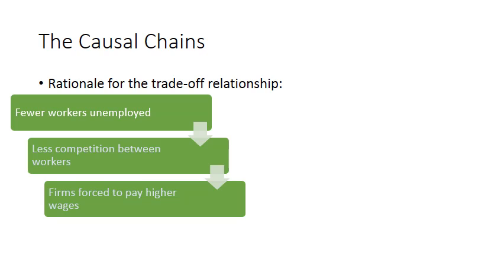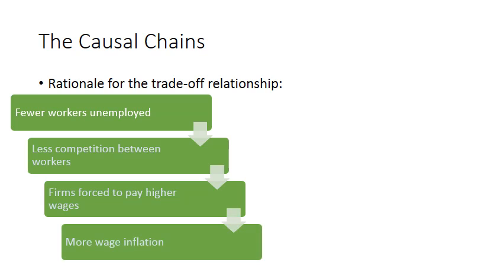And then we just simply need to think about how this affects the cost of production for the firms. Now they have to pay higher wages, it increases their costs, therefore they increase their prices, and so we get more wage inflation. Now this works exactly the same way the other way round, when we're thinking about the consequences of having high unemployment.